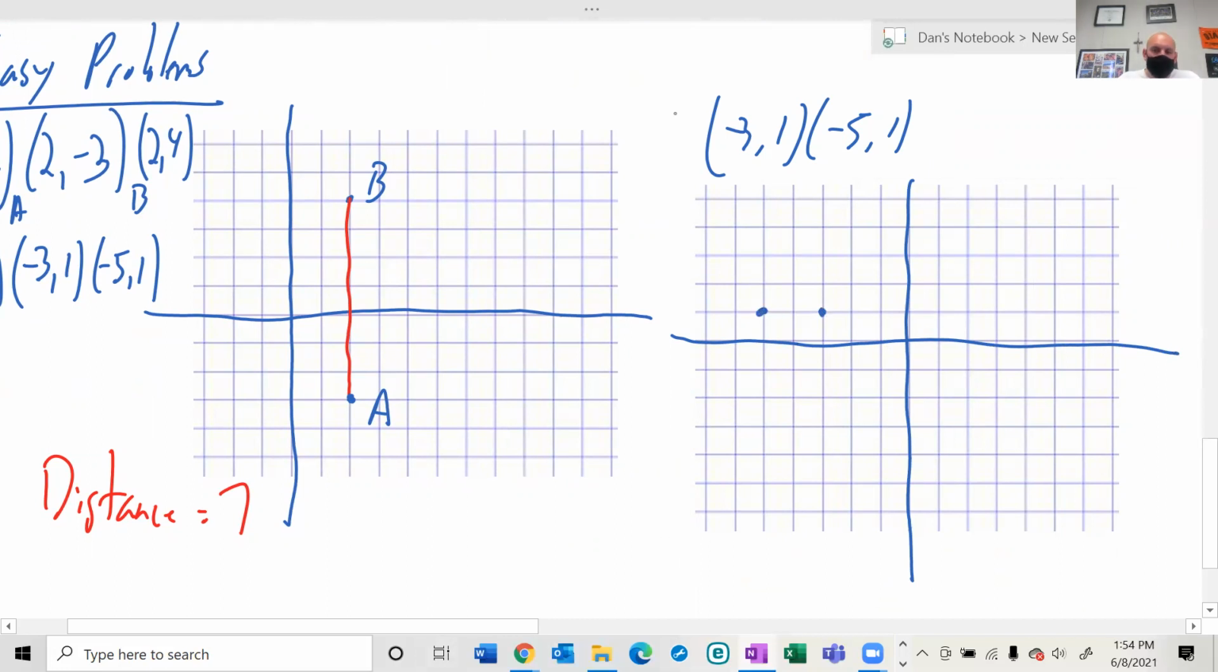Oh, I forgot to label them. We'll label them R and X. So the first one's R, the second one's X. And then you're going to make a line.